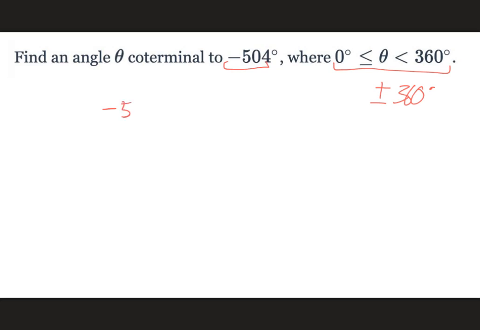So we've got negative 504, and to that I'm going to add 360 degrees. Okay, that's going to take me, so negative 500 would be negative 140. And then if I go negative 4, that would be negative 144. All right, so we're getting closer, but I'm not between 0 and 360 yet. So I'm going to add another 360.